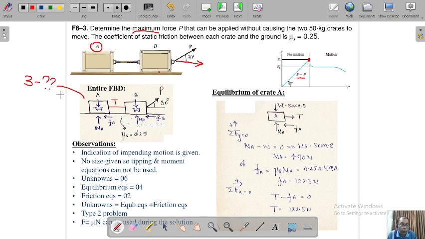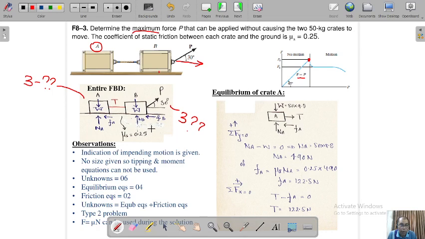And if you look at B here, 1, 2, and 3. So again, there are 3 unknowns: NB, FB, and P. Here the unknowns were Na, Fa, and T. Here the unknowns were NB, FB, and P.